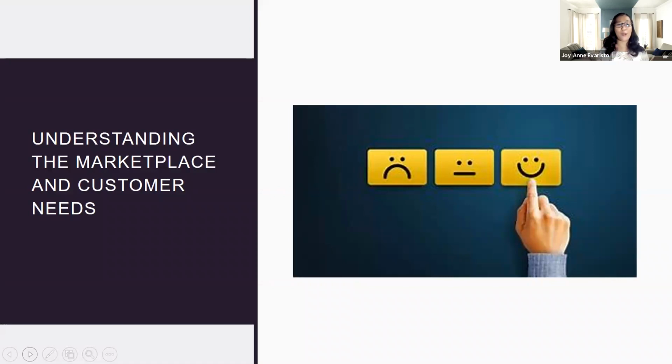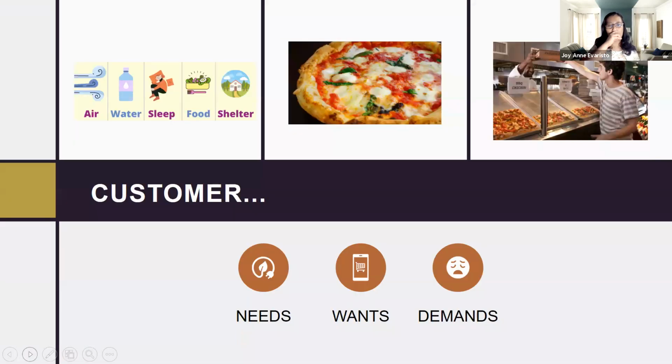We will go into them one by one. First we have here customers' needs, wants, and demands. They say that we have a lot of needs. Actually, we only have some basic needs. We have physical needs, social needs, and individual needs.